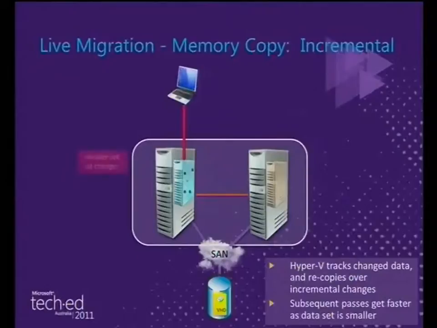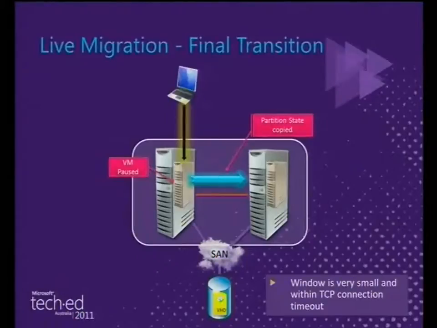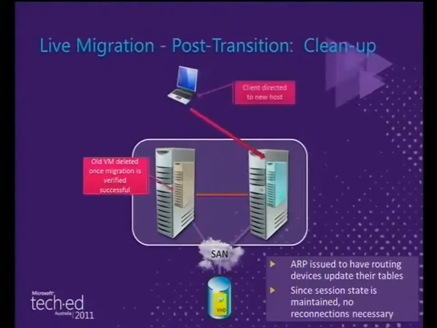Okay? So we're going to do this iterative process where we'll copy it over, then we'll go back and look for the new dirty pages and copy them over and keep copying until eventually that set of dirty pages is going to get down to a very small value. And then once we get to that point, we'll momentarily pause the VM, okay, and redirect the client over to the new host.